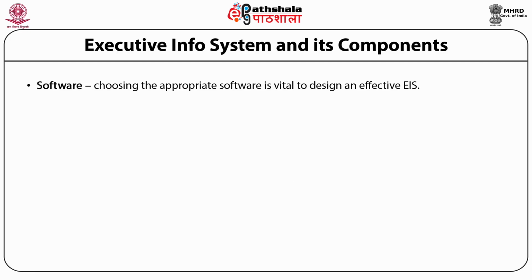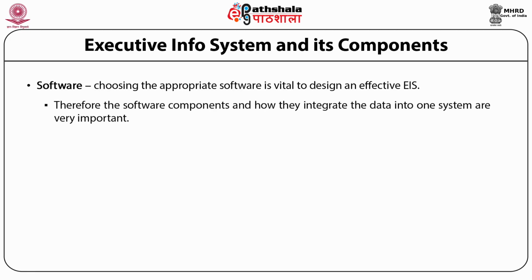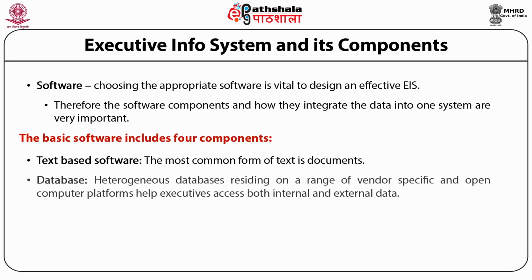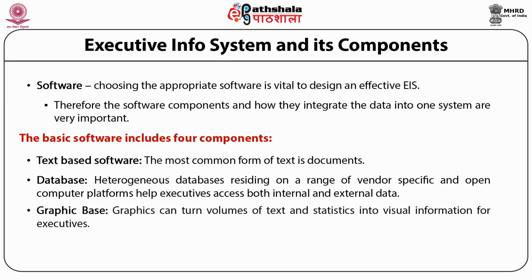Software. While choosing the appropriate software, it is vital to design an effective EIS. Therefore, the software components and how they integrate the data into one system are very important. The basic software includes 4 components. Text-based software: the most common form of text is documents. Database: heterogeneous databases reside on a range of vendor-specific and open computer platforms to help executives access internal and external data. The graphic base: it can turn volumes of text and statistics into visual information for executives. Typical graphic types are time series charts, scatter diagrams, maps, motion graphics, and comparison-oriented charts.